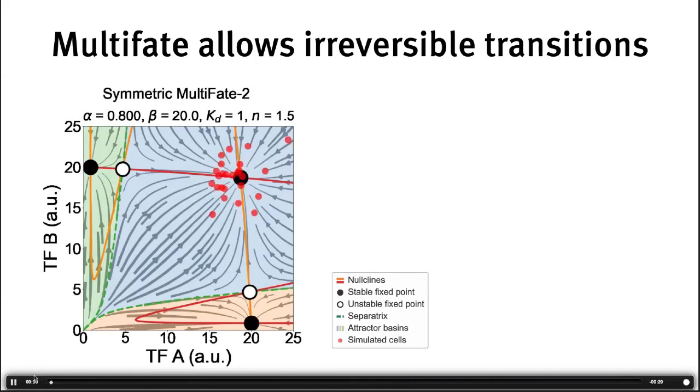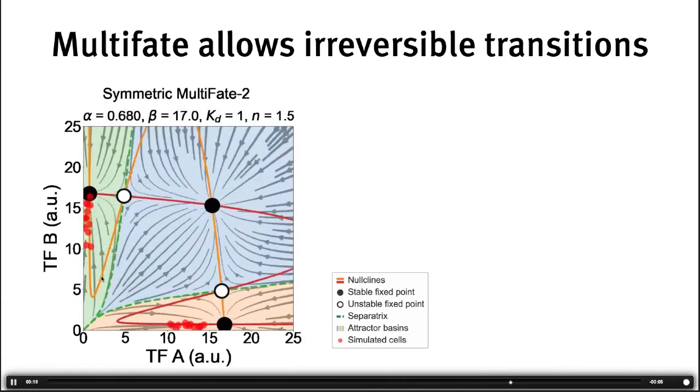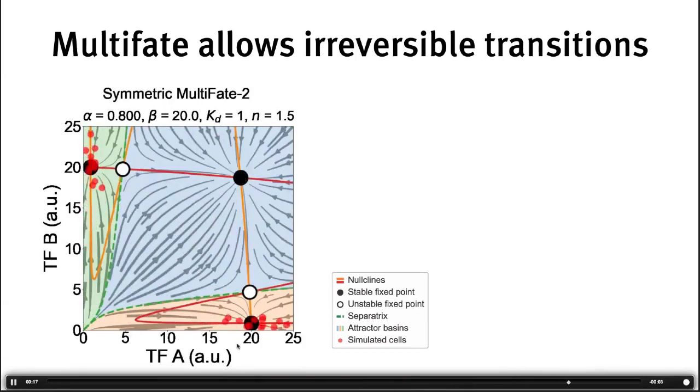I'm starting here in that same tri-stable state. Now I turn down the protein stability. That eliminates that third fixed point at high A and high B, but it preserves stable attractors that are just A or B only. And then if I turn the protein stability back on again, in a second, that state comes back, but the cells remain in the A only or B only state.